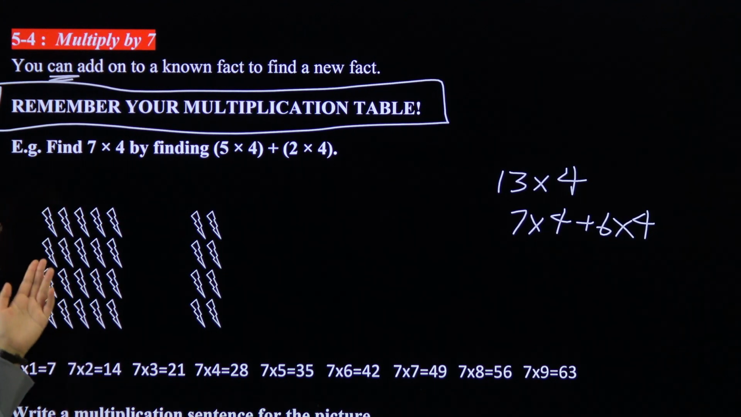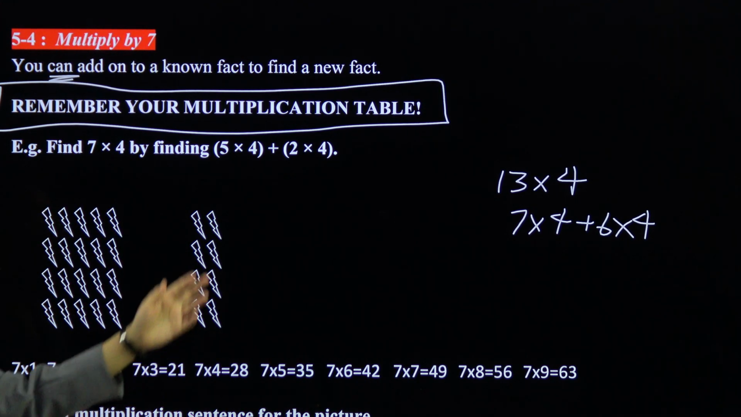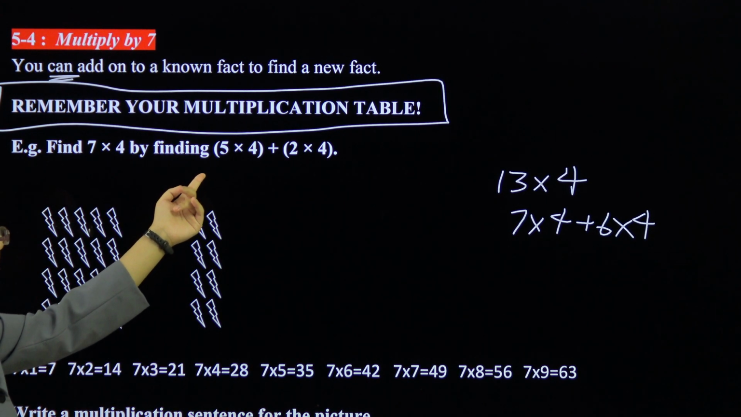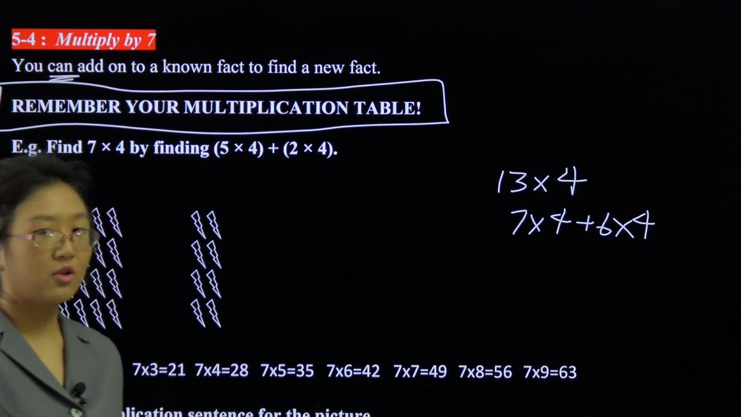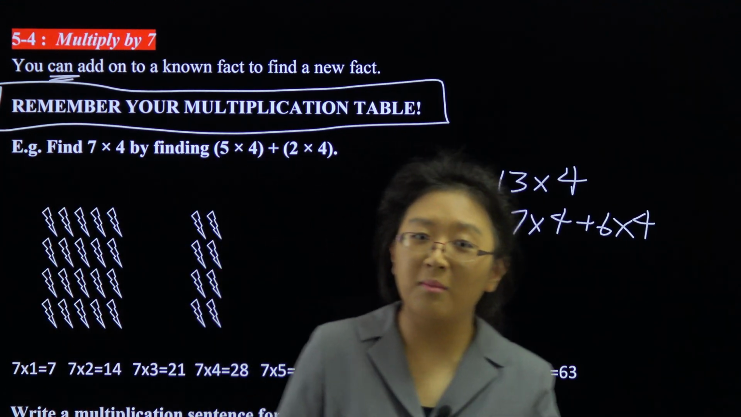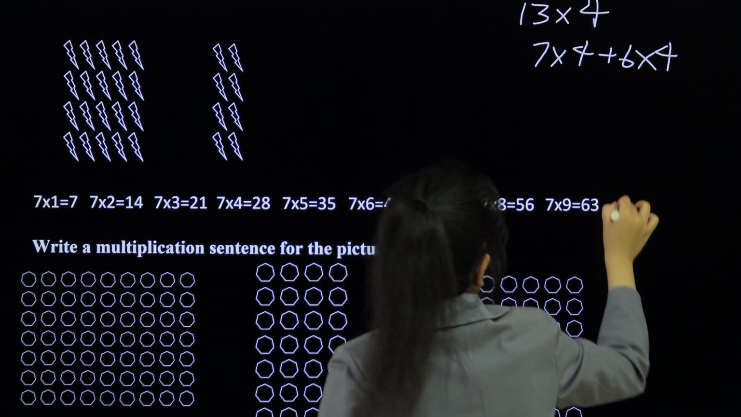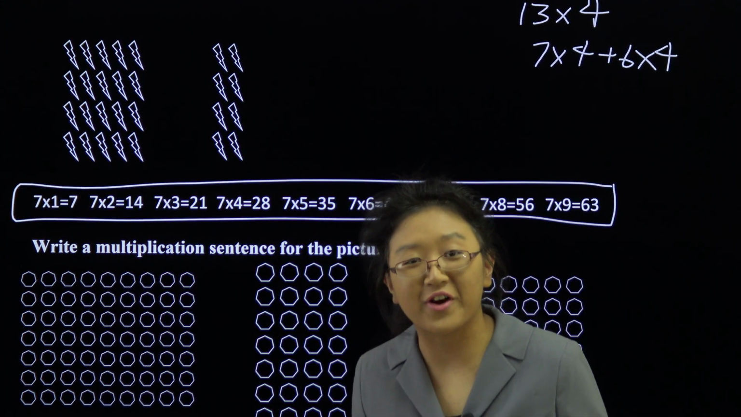Anyhow, here's an example of adding on to a known fact, such as 7 times 4. You know that 5 times 4 is 20, and 2 times 4 is 8, so that's 20 plus 8, which is 28. But you could just remember your multiplication table. Here's the 7th bit of the multiplication table. Kindly copied it out for ya.